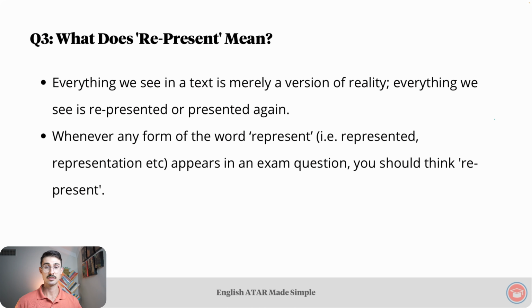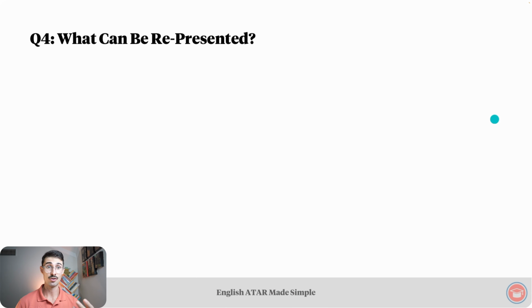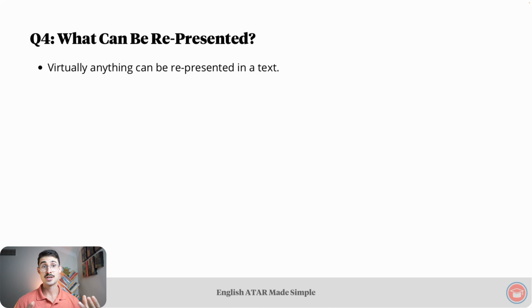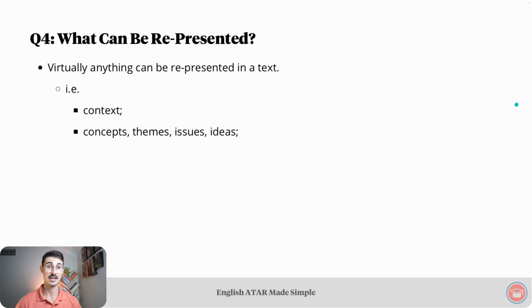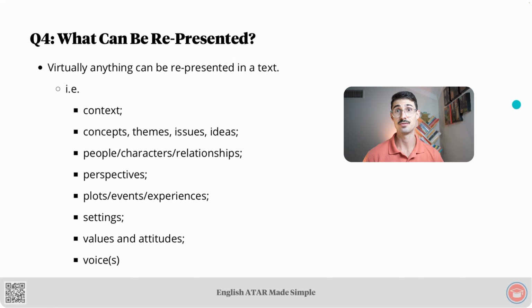You get the idea. Example, Tarantino re-presented Hitler's death in his movie Inglourious Basterds by having him burned alive in a theater. Question number 4, what can be represented? Virtually anything can be represented in a text. But if we're going to specify things that can be represented into a list, we would have context, concepts, themes, issues, ideas, people, characters, relationships, perspectives, plots, events, experiences, settings, values and attitudes, and voice or voices.